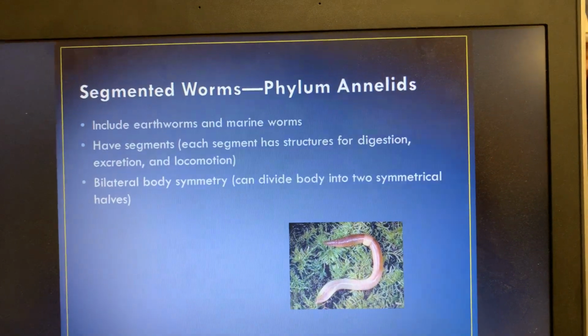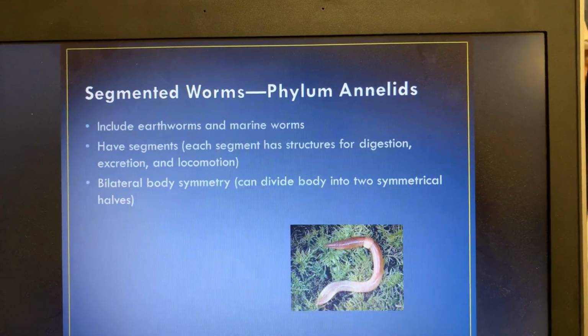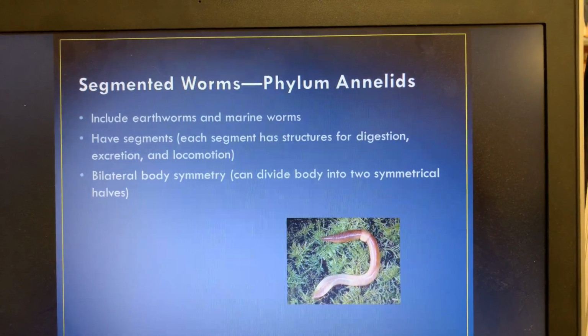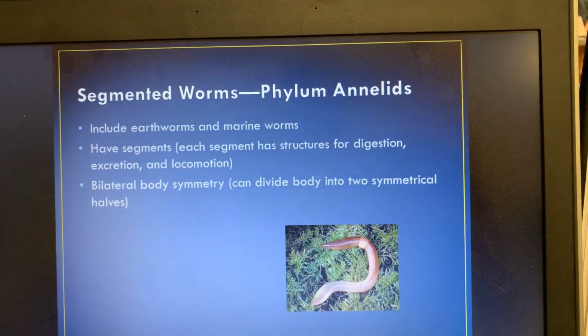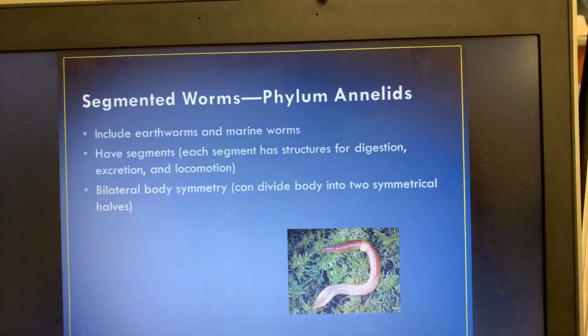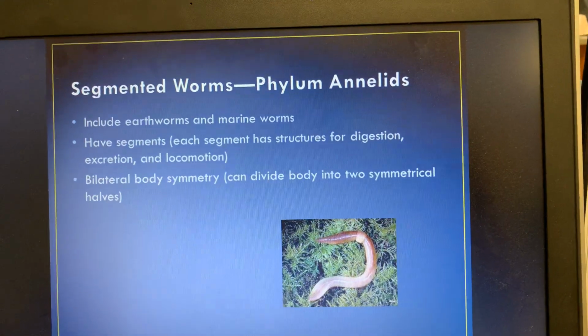Their body symmetry is bilateral, which means that we could lay a worm down on a table and divide their body into two halves, and each half of their body would look symmetrical. We have bilateral body symmetry as humans.